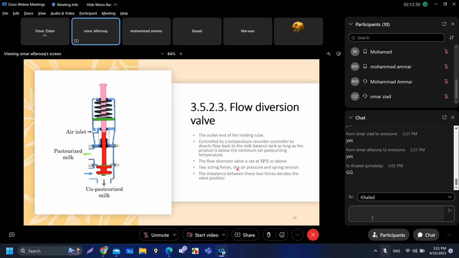There are two acting forces in the flow diversion valve. We have the spring force, and we also have an air force. The imbalance between those two forces will decide the position of the valve. If it's pasteurized well, it will pass here. If it's not, it will pass down here.